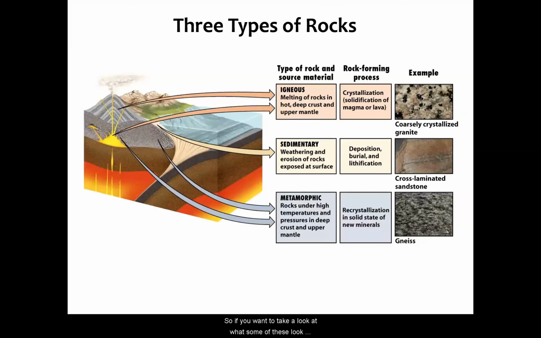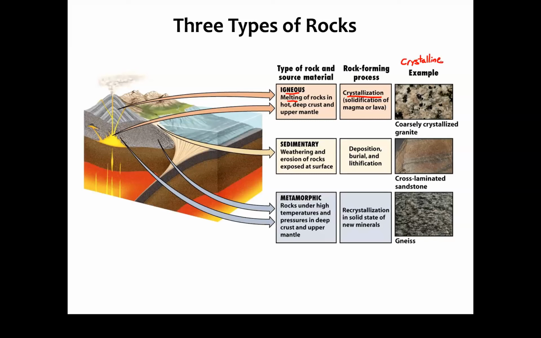So if you want to take a look at what some of these look like just as a first pass and where it is that they form at Earth's surface, igneous rock, they form from a cooling melt. And because they form by crystallization, that's the solidification, much like you would crystallize ice from water, they end up being what we call crystalline rocks.